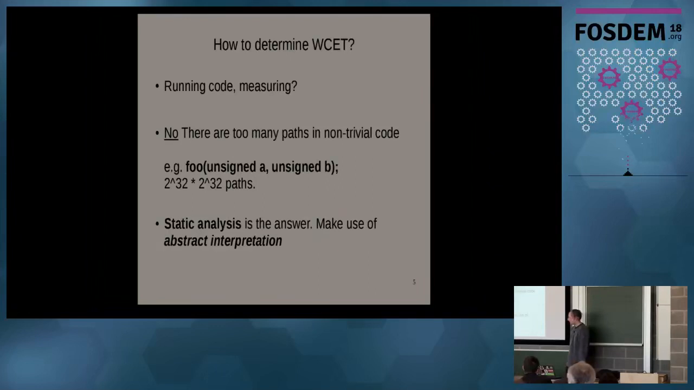So there's a thing called static analysis, which instead of running your code, looks at the semantics of the code and then tries to do some mathematical derivation in order to get a worst case execution time bound. And the theory of this is called abstract interpretation.